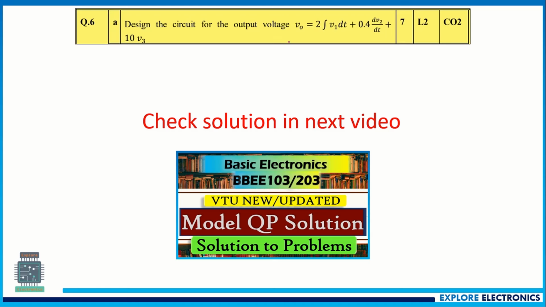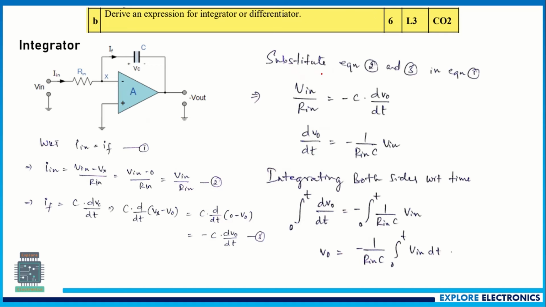And here again the problem. This is also on the summer circuit. So you can easily expect one question from the summer circuit. Let's solve in the next video.